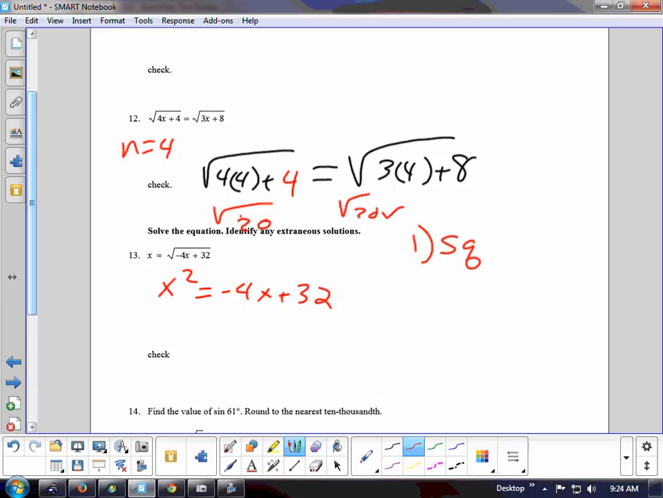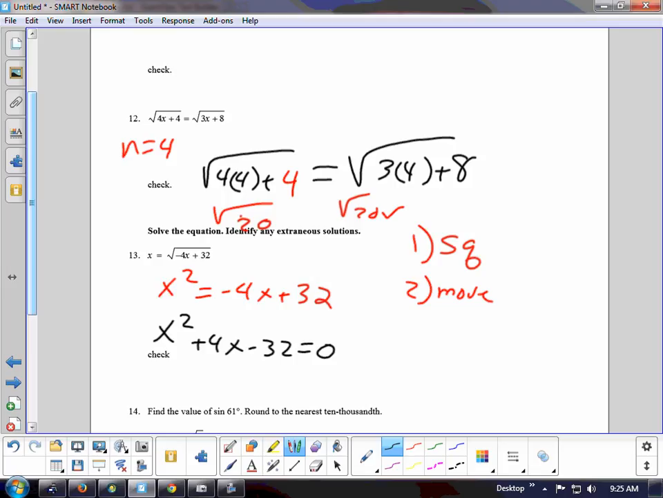Okay, now we're going to move to standard form. In order to do that, we keep the x squared on one side and add the 4x and subtract the 32 equals 0. So we cross the line, change the sign. How did the signs change? Cross the line, change the sign.